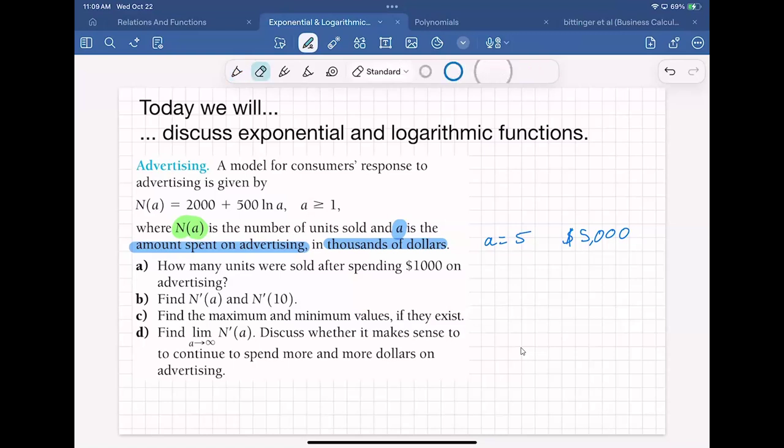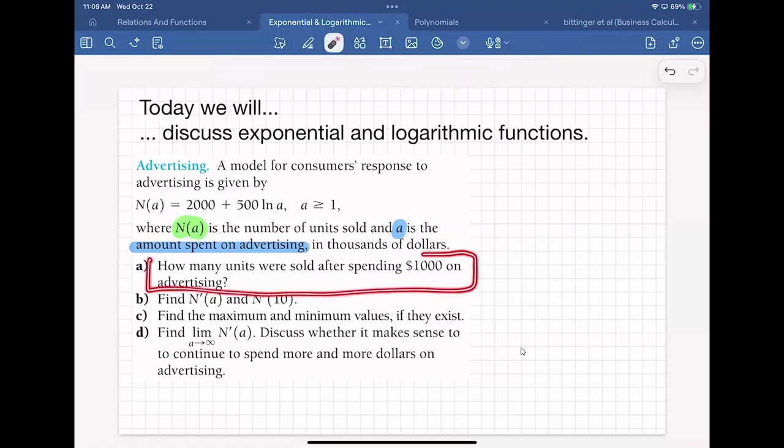All right. Any questions or concerns there before we jump into what it's asking us to find? So part A is going to say, let's find out how many units were sold after spending $1,000 on advertising. With that said, do we want to use the function we're given, or do we need a derivative right now? This is going to be our given function, right? Just go plug in something and let's find it out.